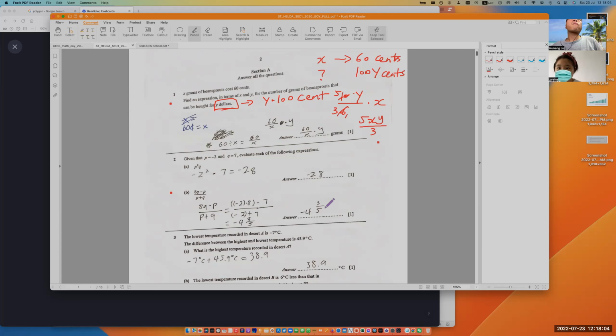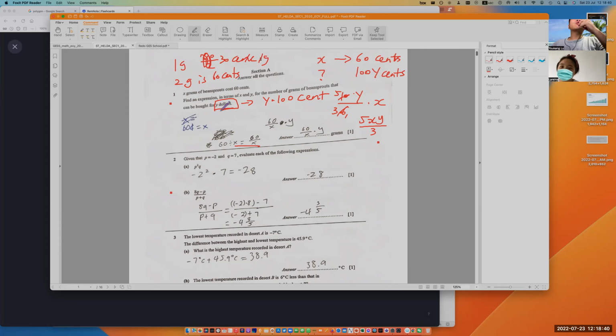By the way, I don't know why you take 60 cent over x. It's not 60 cent over x. Let me give you a simple example. 2 gram is 60 cent. So how much is 1 gram? 60 divided by 2. That's called 30 cent per gram, right?